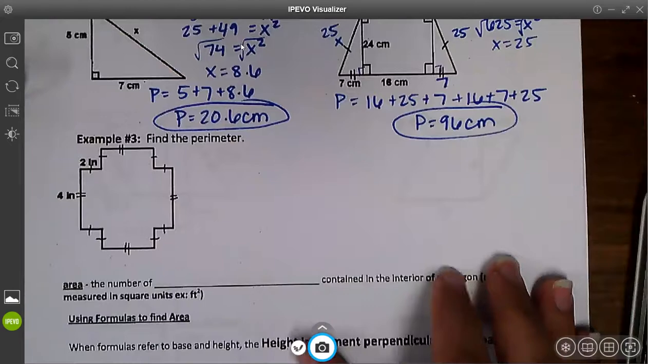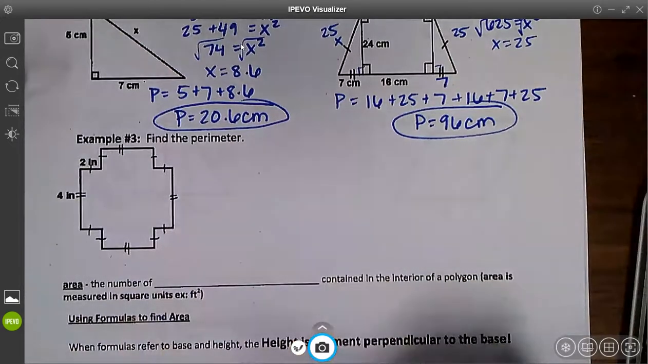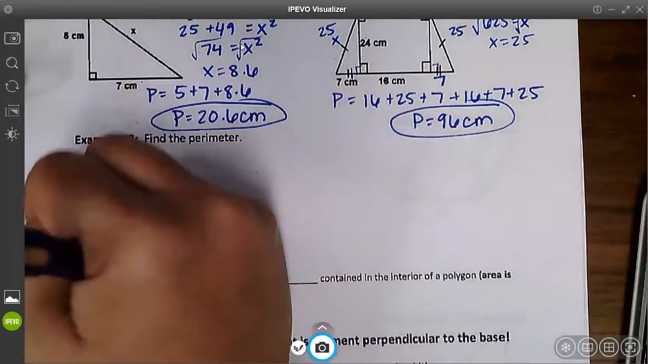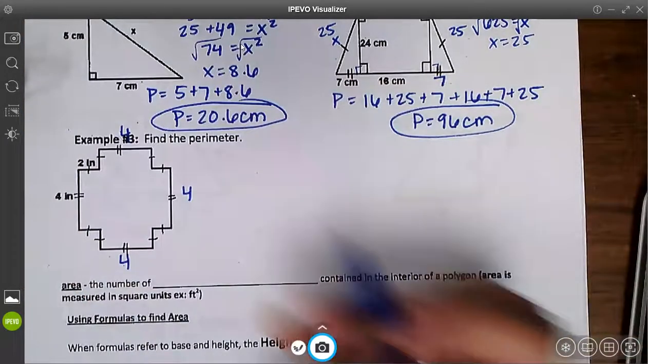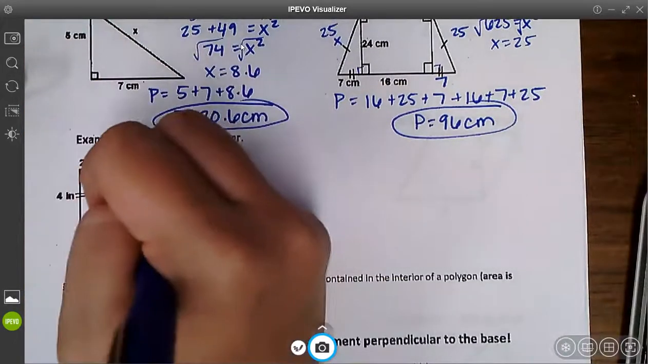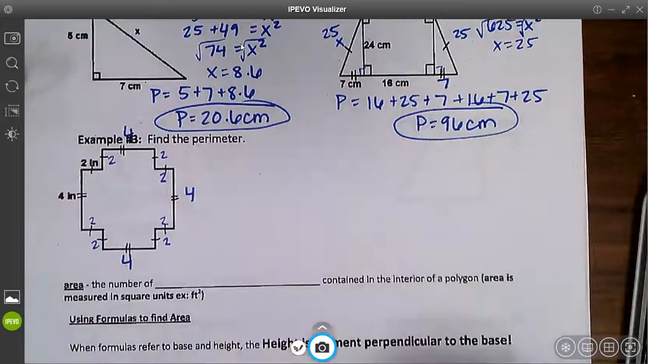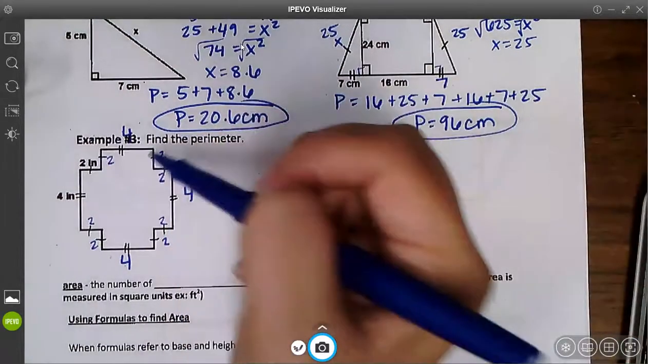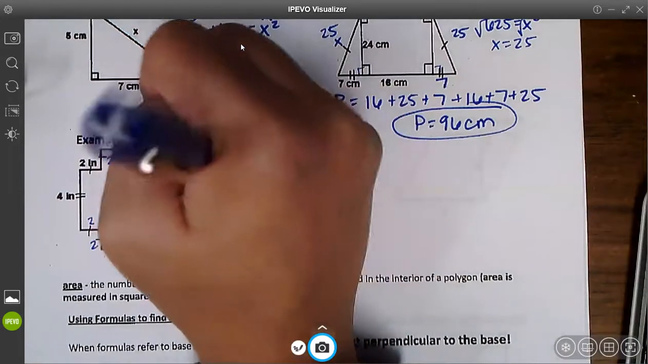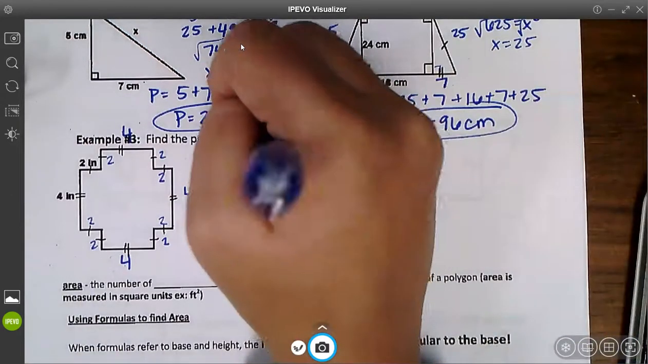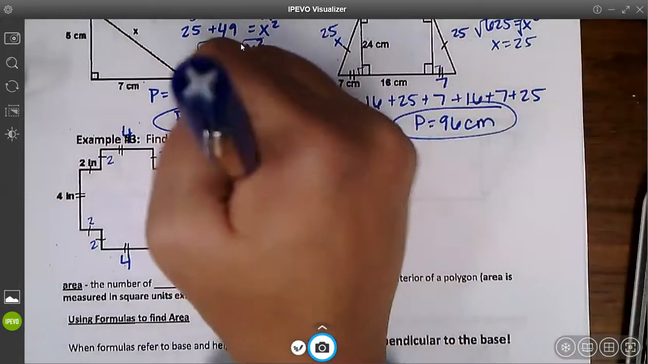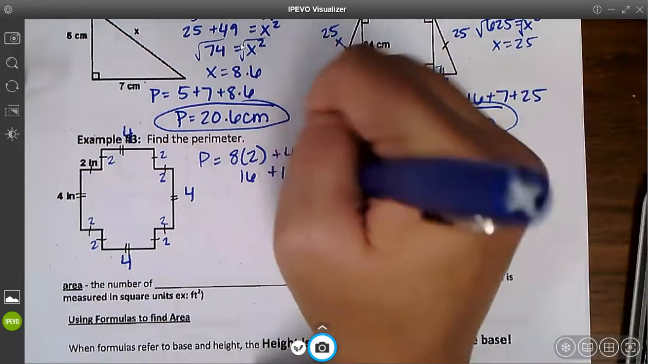The next one, we know that everything with the 2 dashes, 2 markings are congruent, and everything with the 1 markings are congruent to each other. So all of these bigger sides are 4, and all of these smaller sides are 2. So we have 1, 2, 3, 4, 5, 6, 7, 8 2s. So we can say 8 times 2. And we have 1, 2, 3, 4 4s. So our perimeter is the sum of all the sides. So we have 16 plus 16. So my perimeter is 32.